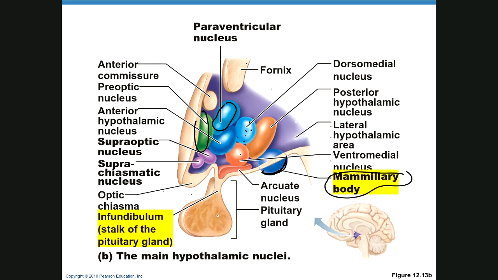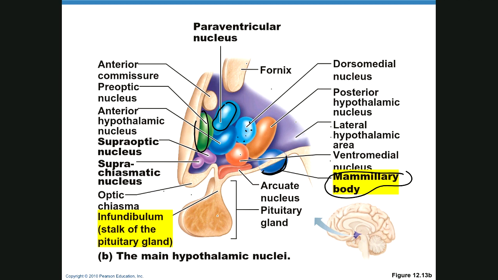And the mammillary body is in charge of putting together reflex movements that are associated with eating, licking, suckling, things that have to do with the mouth. Okay. So that's where those reflexes are coming from. They're coming from the mammillary body of the hypothalamus.